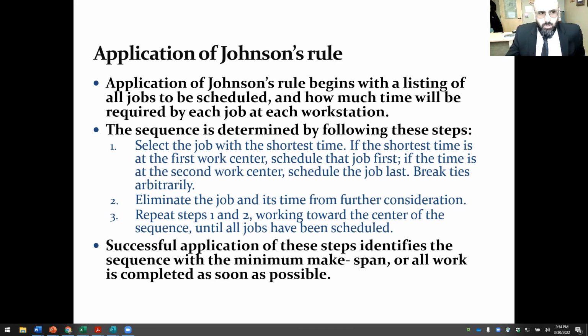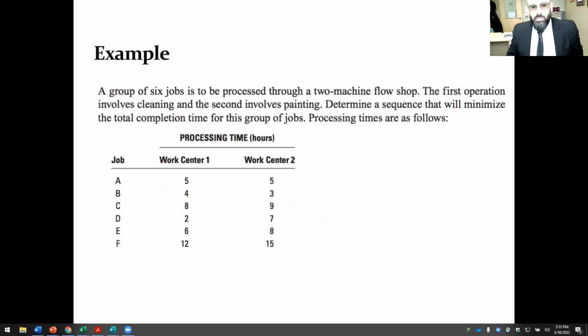Now let's take a look at an example and how we could apply it. We have a group of 6 jobs to be processed through a two-machine flow shop. The first operation involves cleaning and the second involves painting. Determine a sequence that will minimize the total completion time for this group of jobs. Processing times are as follows. We have jobs A, B, C, D, E, and F, with work center 1 times in hours and work center 2 times in hours.